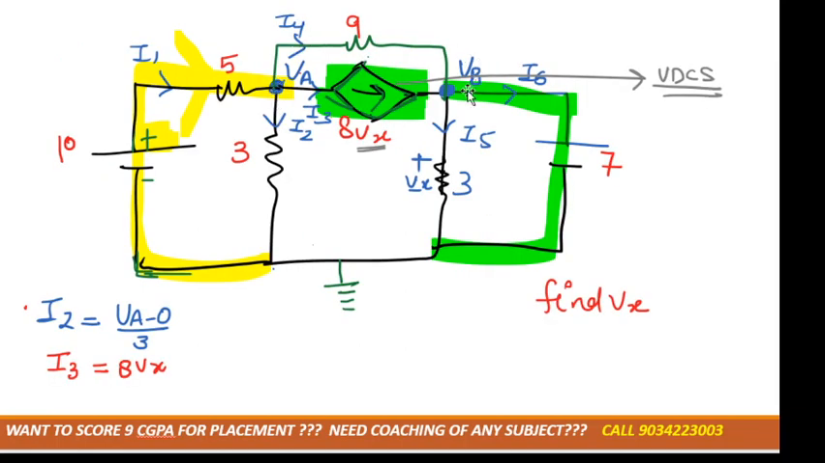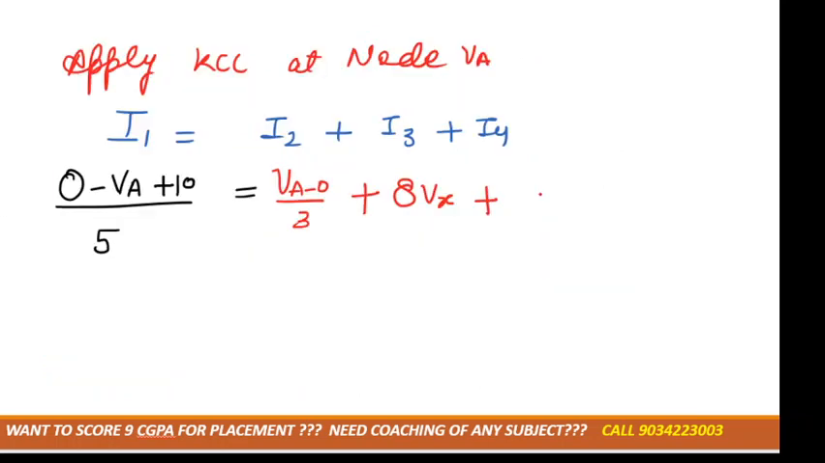I4 is moving from VA to VB, so we can write VA minus VB divided by 9, because I4 is moving from A to B, correct? So we can write I4 is VA minus VB over 9. We got our first equation. In this, one variable is VA, another variable is Vx, and another variable is VB, right? So for three variables we need three equations.